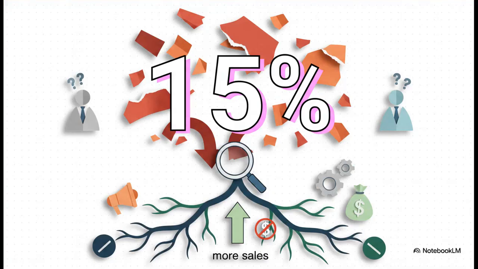Let's pivot to a macro commercial example. Imagine a stark 15% drop in quarterly sales. That's the kind of metric that sends executives into a total panic, right? The immediate instinct is usually just to throw marketing dollars at the problem to drum up more sales. But how do we accurately diagnose this without just guessing?